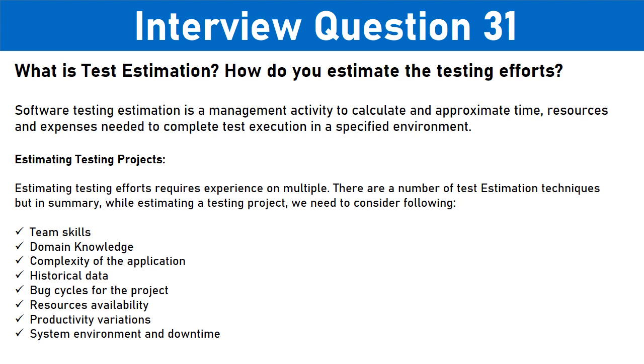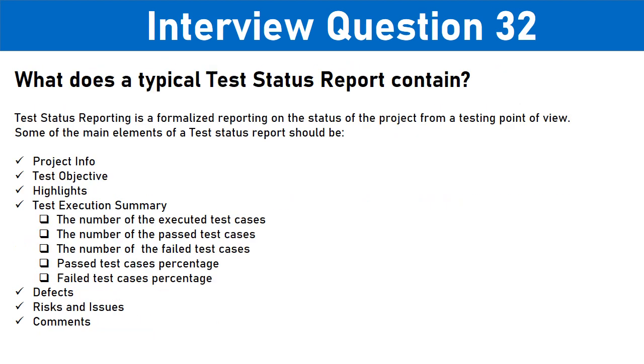There are a number of test estimation techniques, but in summary, while estimating a testing project, we need to consider the following: team skills, domain knowledge, complexity of the application, historical data, bug cycles for the project, resources availability, productivity variations, system environment and downtime. Next question is, what does a typical test status report contain?